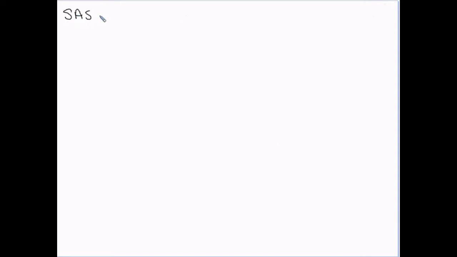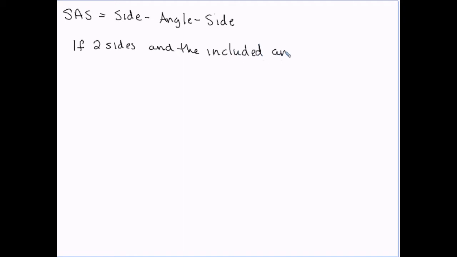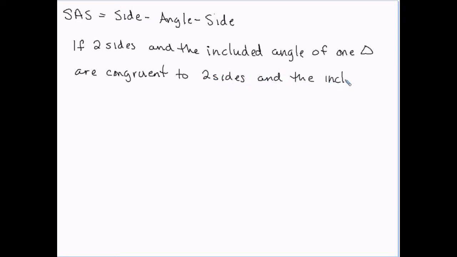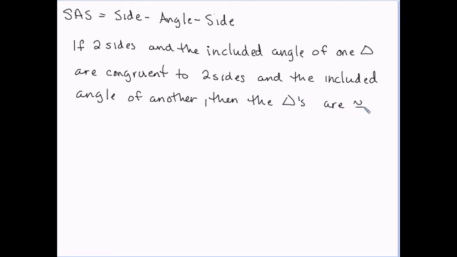We're going to have side, angle, side. Now, these have to go in order, as you move around the triangle. Side, side, side is easy, that doesn't really matter. But side, angle, side is two sides and the included angle. So if two sides and the included angle of one triangle are congruent to two sides and the included angle of another, then the triangles are also going to be congruent.